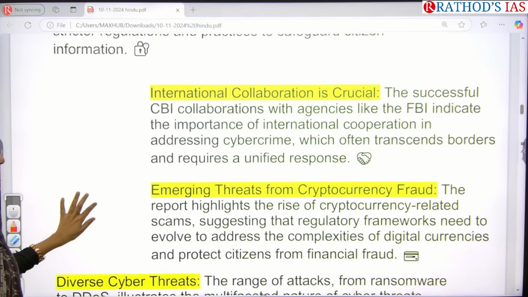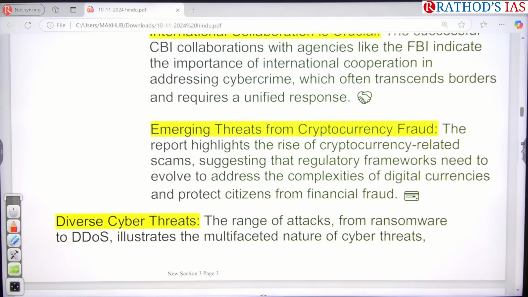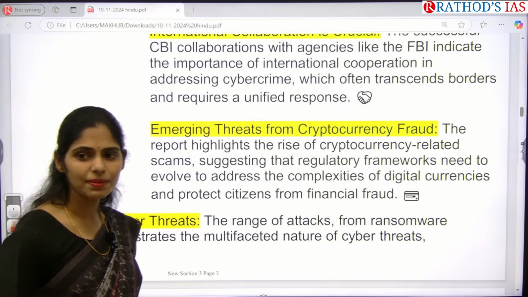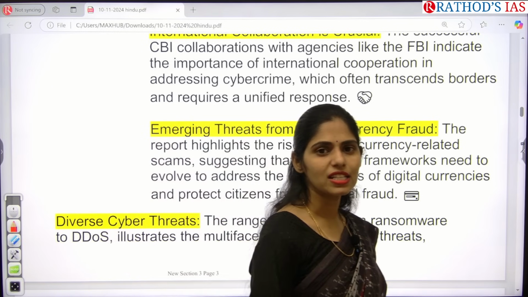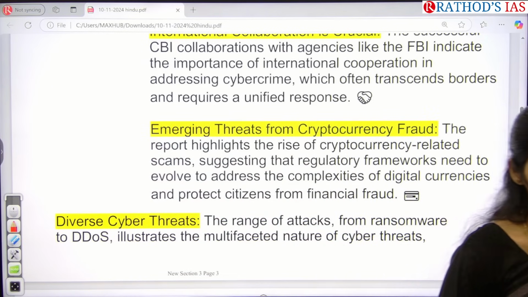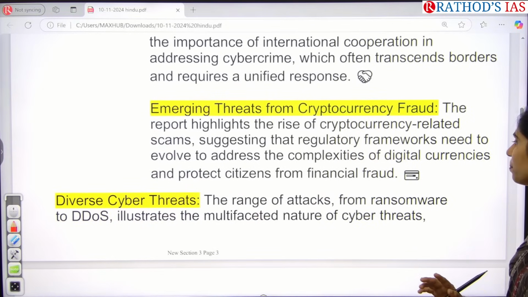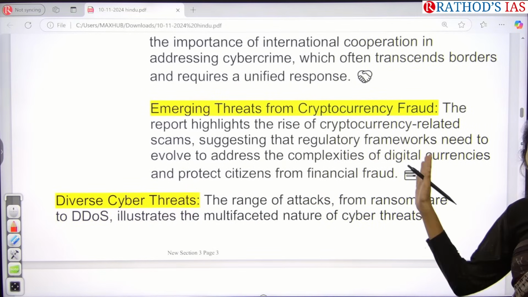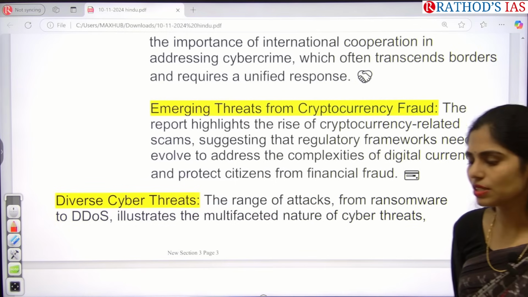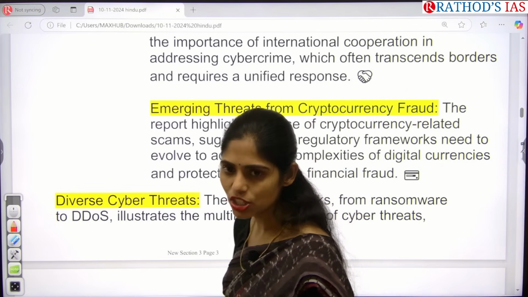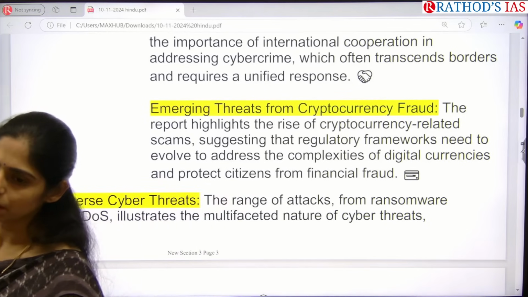And next one here is, there are emerging threats from cyber security frauds. So what is a cryptocurrency? Yes, digital currency, which mainly works on blockchain technology. Actually, now there is also a rise of cryptocurrency-related scams. Because of this, no country has proper laws and regulations regarding the control of cryptocurrency.